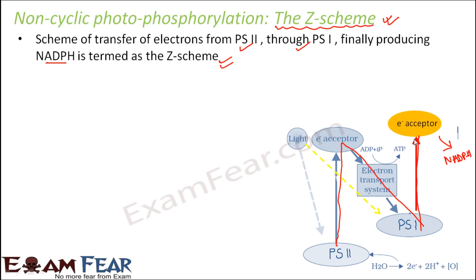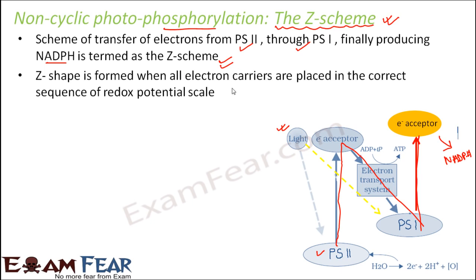So I hope that the process of non-cyclic photophosphorylation is now clear. The process started at PS2 and ended in PS1, so it is a non-cyclic process. It happens only in presence of light, because if there is no light, then the electrons will not get excited and the process will not take place. Phosphorylation is adding phosphate. By the process of phosphorylation, ATP is getting synthesized, because if phosphate is not added to ADP, then ATP will not get produced. So that is why it is non-cyclic photophosphorylation. I hope that the process is conceptually clear to you now.